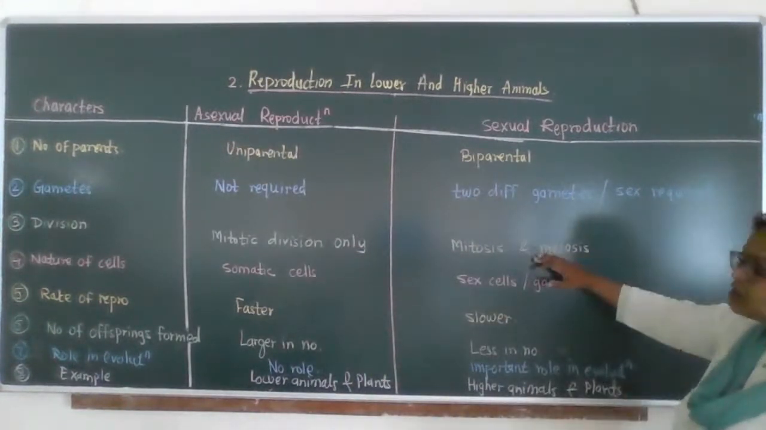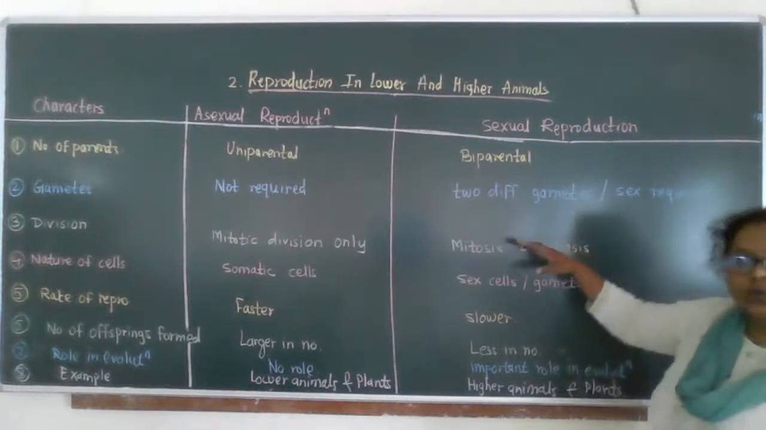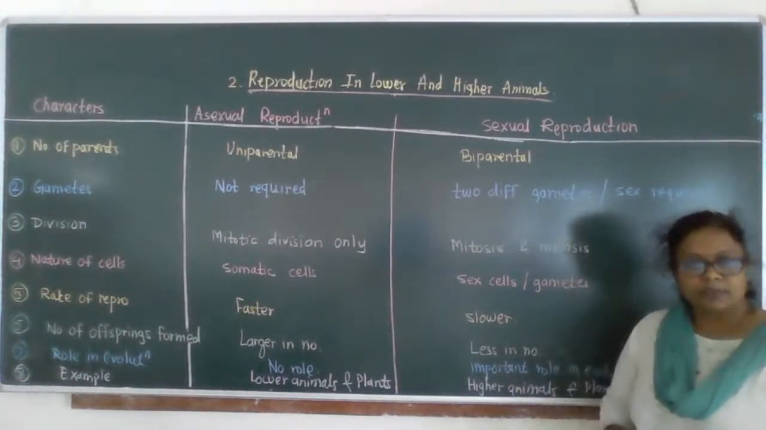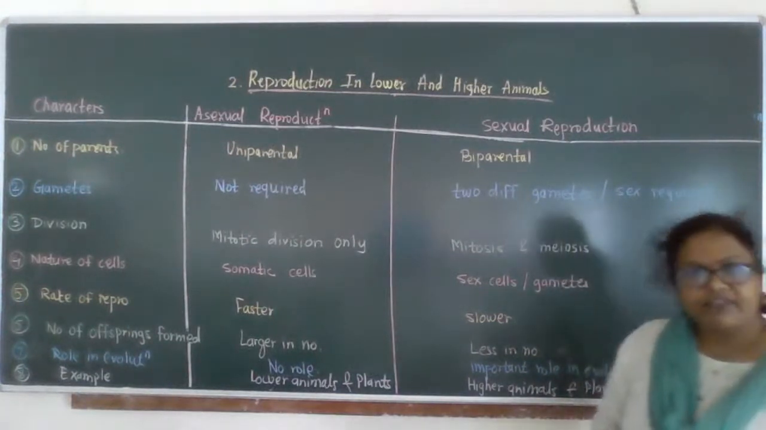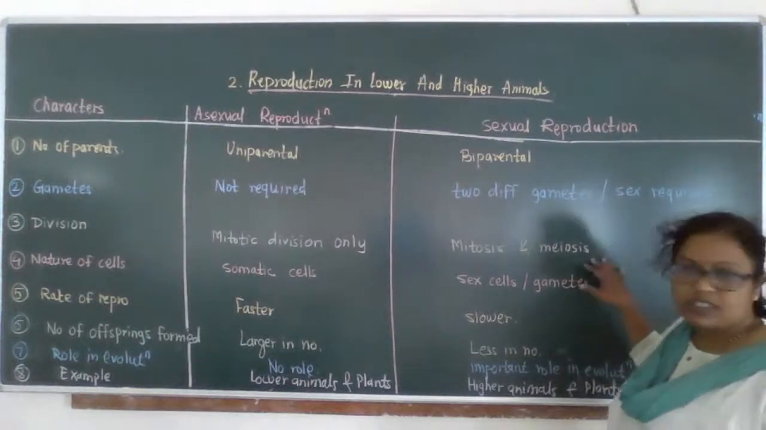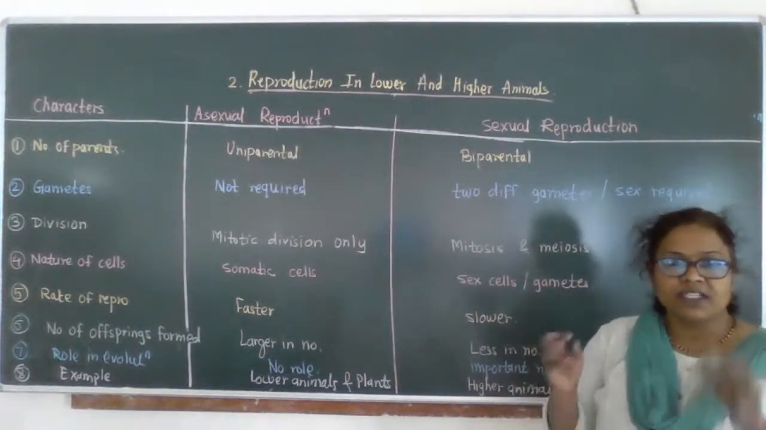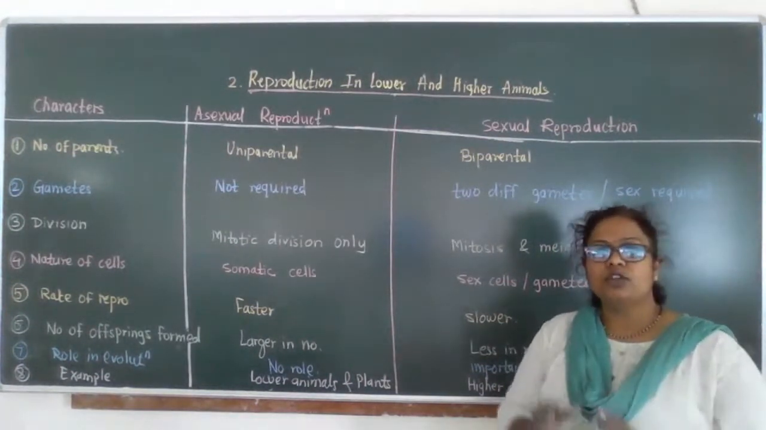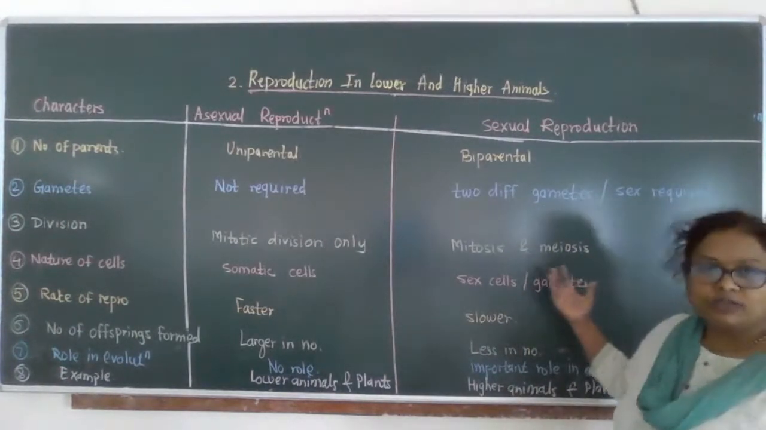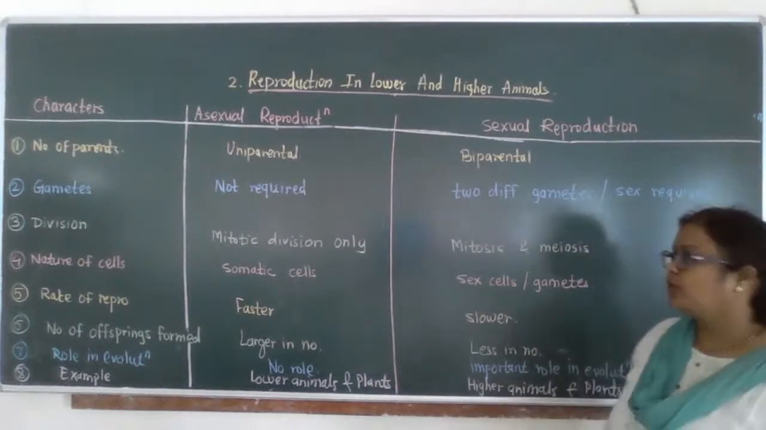While in sexual reproduction, two divisions occur. One is mitosis and the other is meiosis. First of all, during gamete formation in sexual reproduction, meiosis takes place. Meiosis is then followed by mitosis. When the zygote gets formed, it undergoes multiple divisions and forms a multicellular embryo from the single-cell zygote.